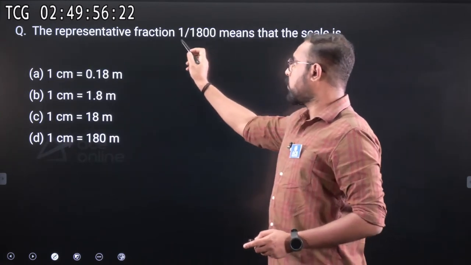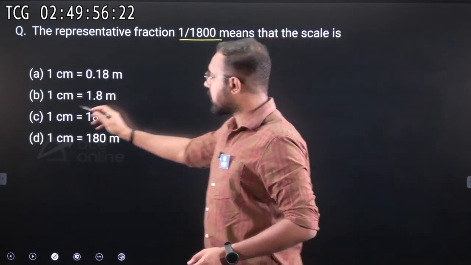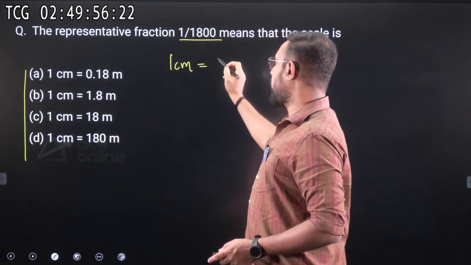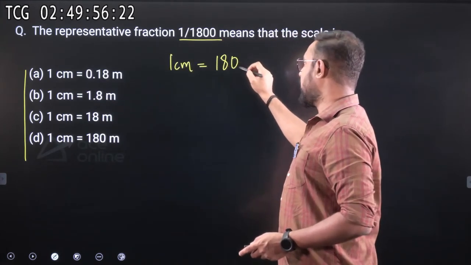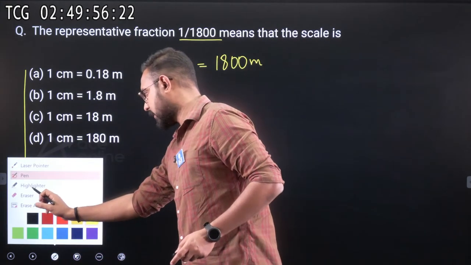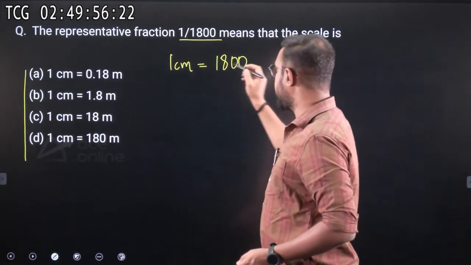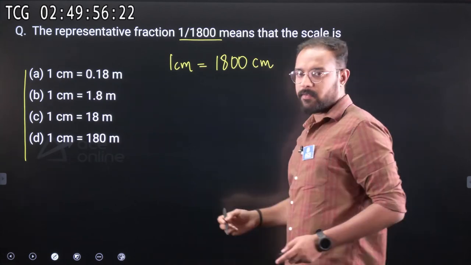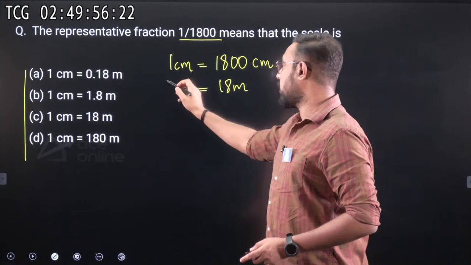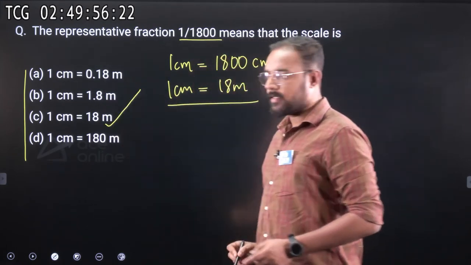The representative fraction of 1 in 1800 means that the scale is dash. They give the RF and ask for the engineer's scale. What is the meaning of this? Every 1 centimeter on the paper represents 1800 centimeters on the ground. So every 1 centimeter on the paper will represent this many centimeters on the ground. This 1800 centimeters can be written as 18 meters. So every 1 centimeter will represent 18 meters. The answer is option C.